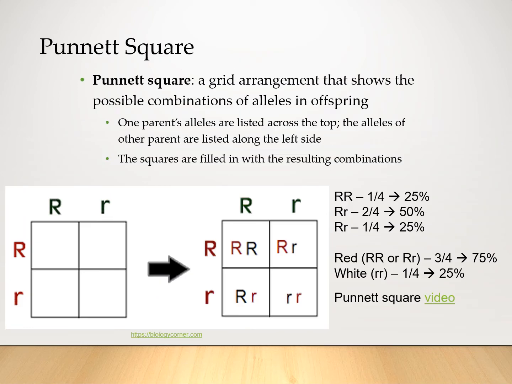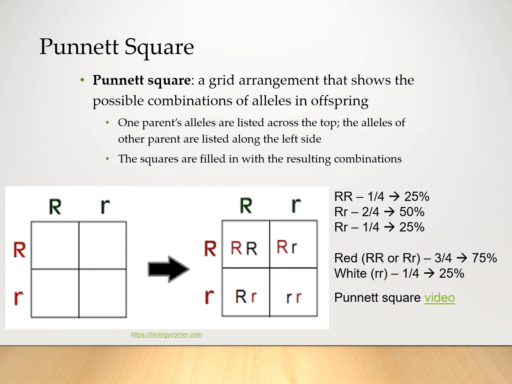Punnett squares help visualize the outcome of allele combinations in offspring. One parent's alleles are placed across the top while the other parent's alleles are placed along the left side. It does not matter on which side a parent is placed, as the results are the same. In this example of red versus white eyes, one parent is homozygous dominant with red eyes and the other parent is homozygous recessive with white eyes.